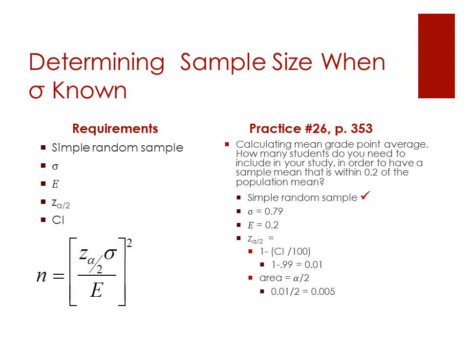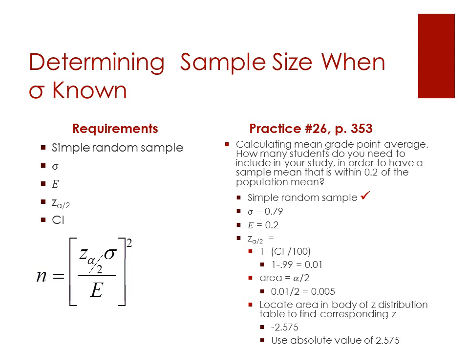So if we're finding our critical value Z, remember we're going to use 1 minus 0.99 here because we have a confidence interval of 99%. It gives us 0.01. And again, because we're using a Z distribution table and we're going to have to flip this critical value to get a plus and a minus value, we're going to take that alpha of 0.01 and divide it by 2 and get 0.005. So we're going to locate 0.005 in the body of our table. And we're going to find that it corresponds with a negative 2.575. So we're going to use the absolute value of that.